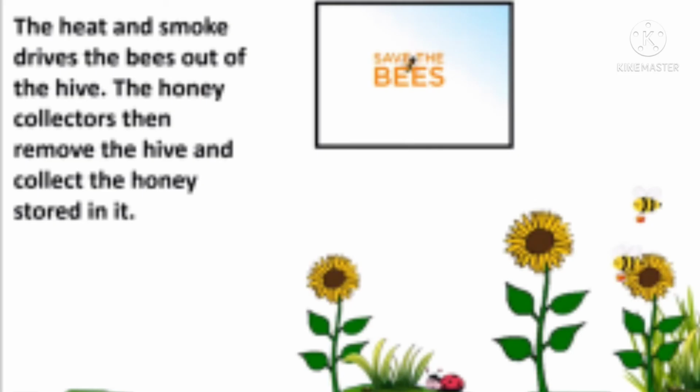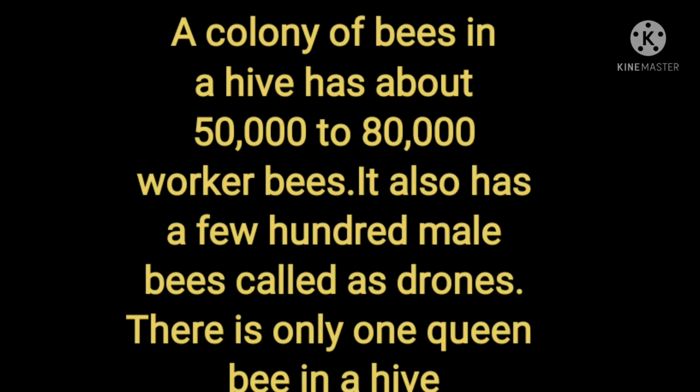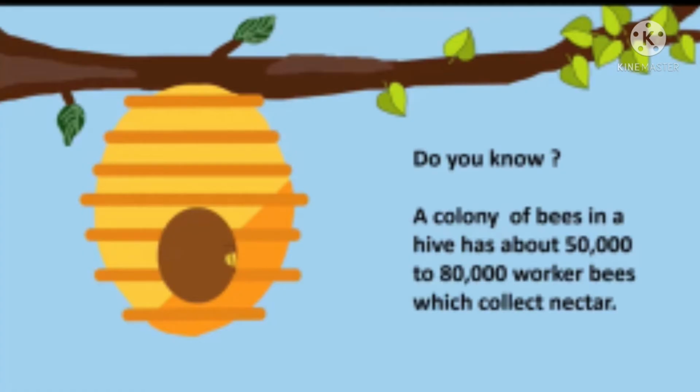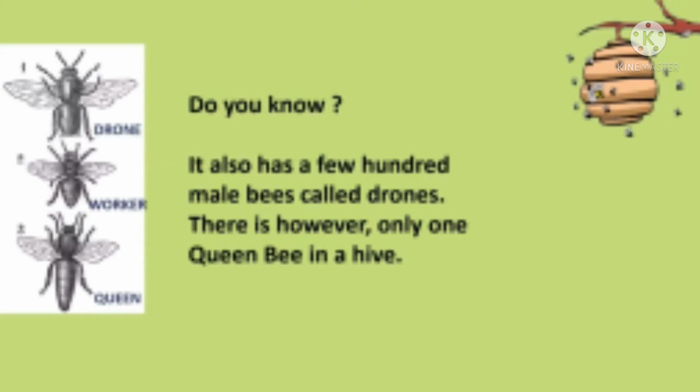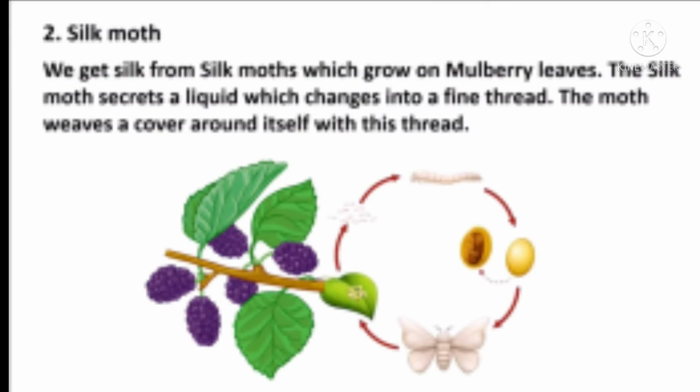Do you know, students, a colony of bees in a hive has about 50,000 to 80,000 worker bees, and their work is to collect the nectar. It also has a few hundred male bees which are called the drones, and there is only one queen bee in a hive. The second useful insect is the silk moth.